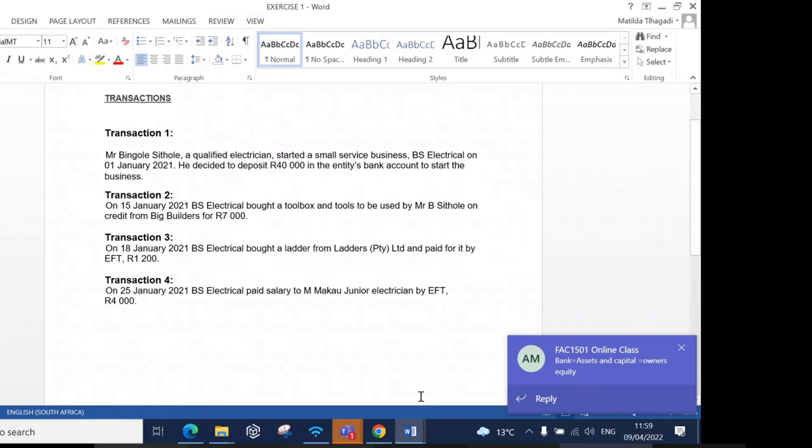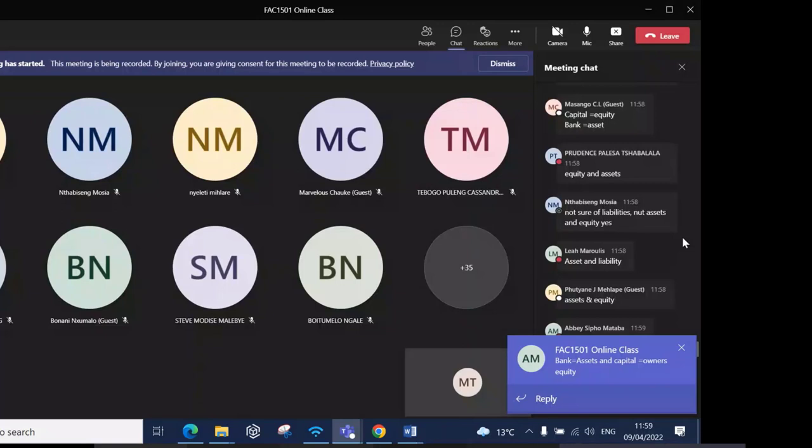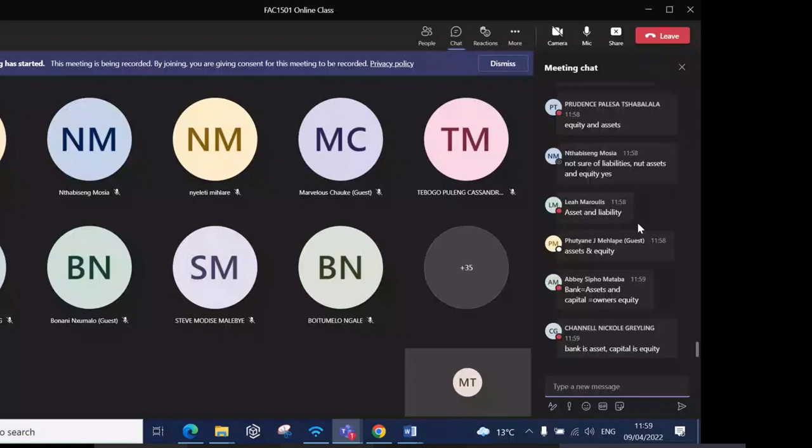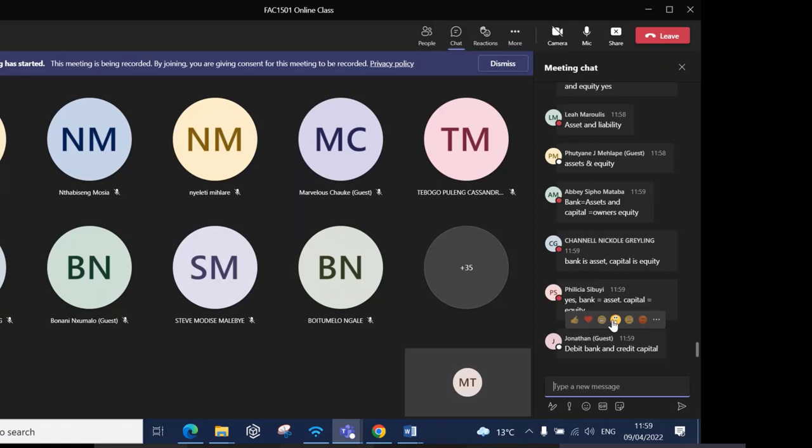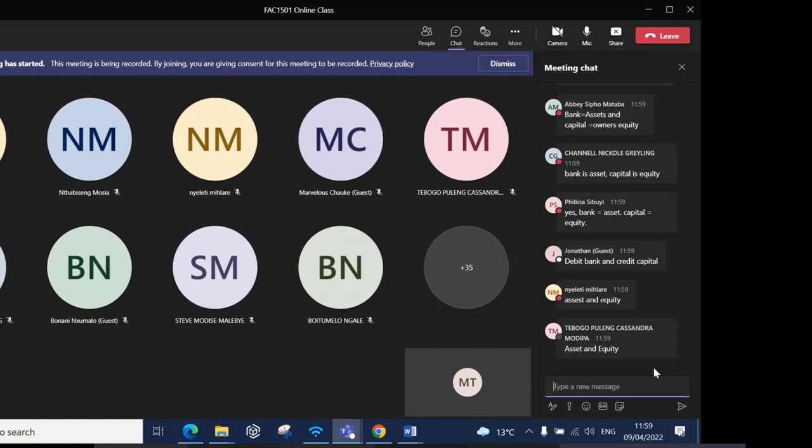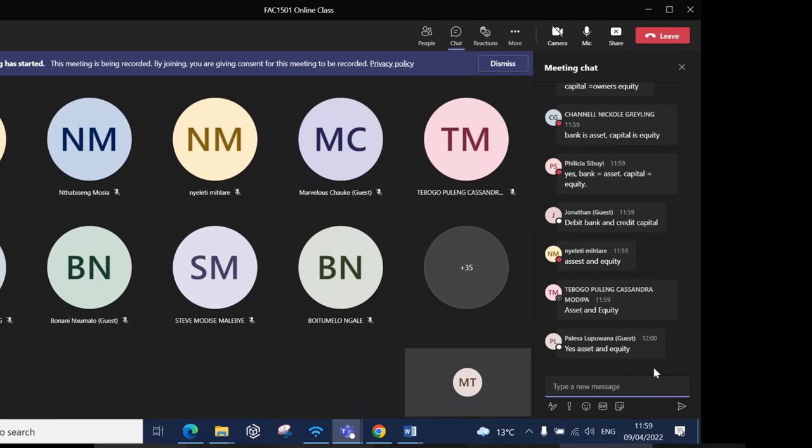And then I can see the answer, assets and equity, yes. Prudence, equity and asset. Leah, asset and equity. Chanel, bank is an asset, capital is equity. Felicia, yes, bank asset, capital equity. Jonathan, debit bank, credit capital. Nyeleti, asset and equity. Yes, guys, well done. Capital forms part of equity. Bank forms part of an asset.